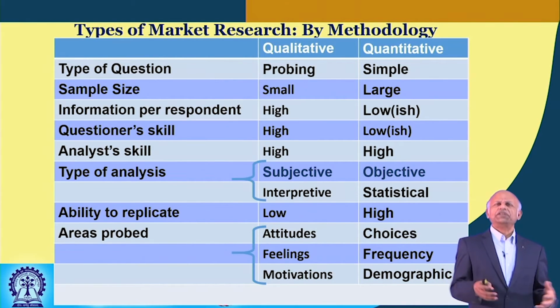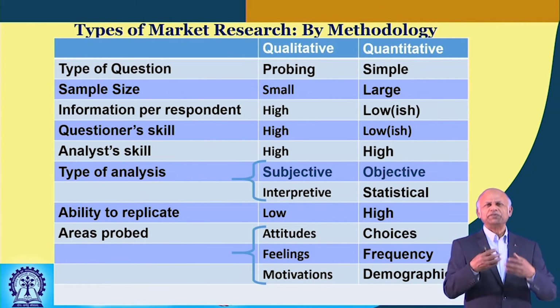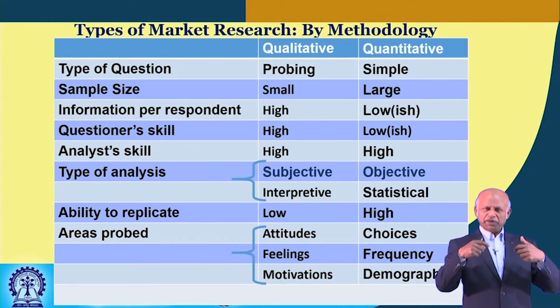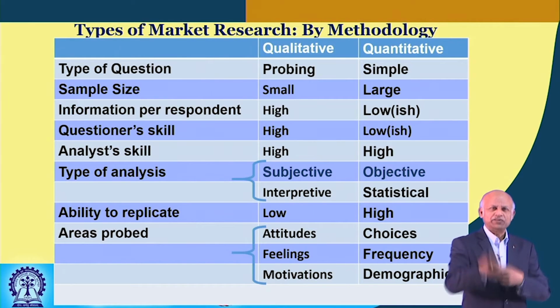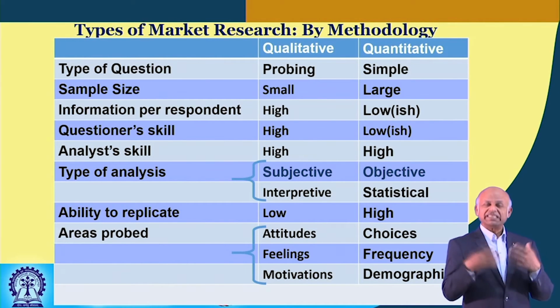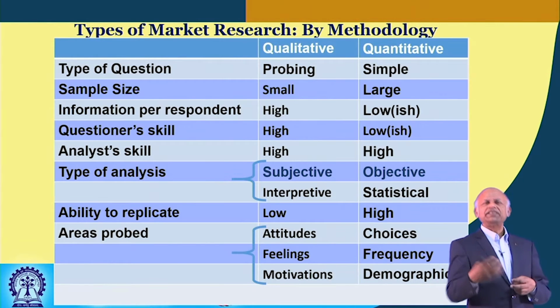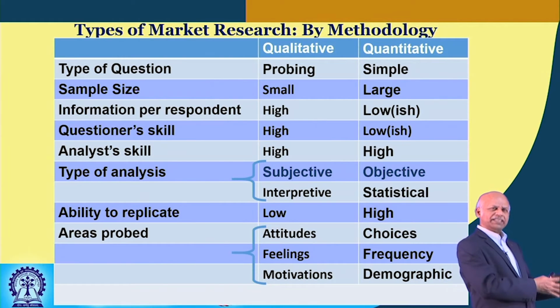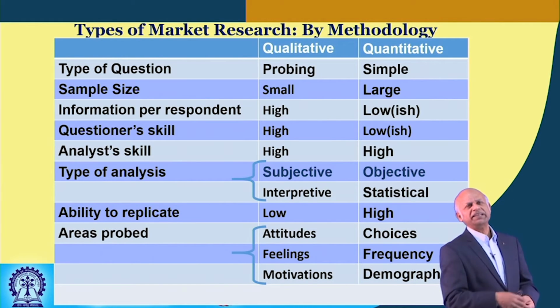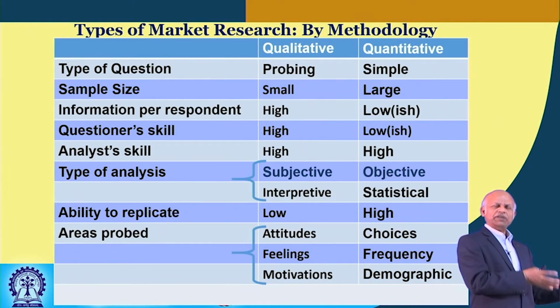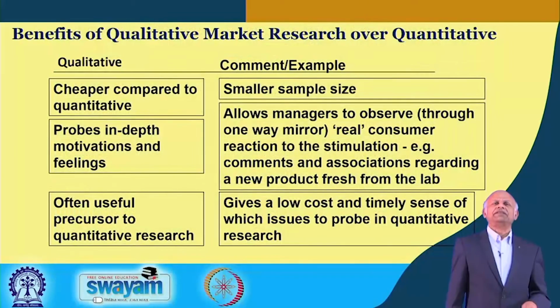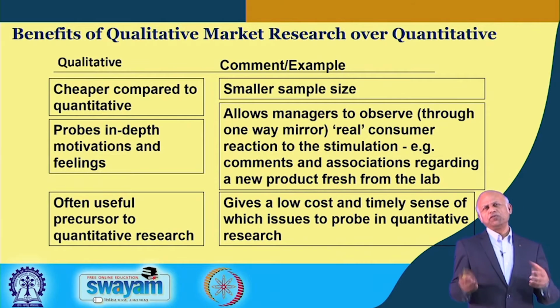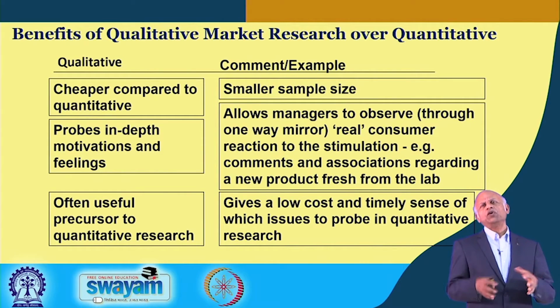So, information per respondent is very high because they give a lot of information, you are sitting in front of them and questioning. Questionnaire skills means when you ask a question, they give a reply. So, depending on the reply you have to ask another question. So, one has to be very, very skilled to gather data through qualitative market research, whereas quantitative, an expert gives the questionnaire, anybody can send it and gather data and then put it in one place, somebody else will do the analysis, etc.